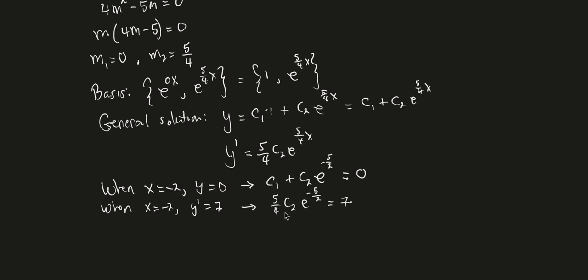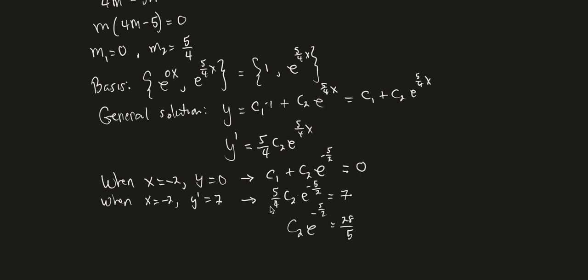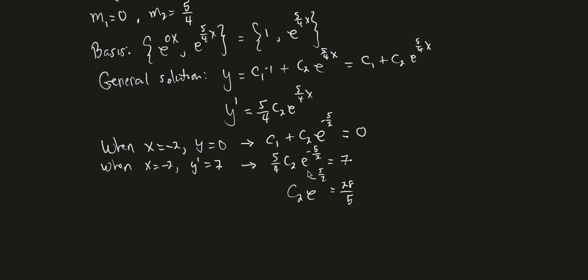So how do I isolate c2? Well, I'm going to multiply both sides by 4, divide by 5, and then divide by the e. Let's do it in stages so we don't get too lost in the algebra. First, dividing both sides by 5/4, or multiplying both sides by 4/5, this is what we will get, 28/5. And then dividing both sides by the e is actually just going to change the sign of the exponent.